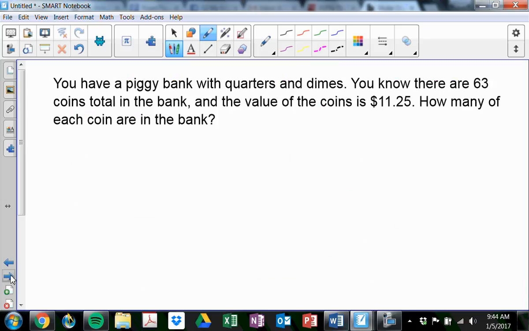Finally, we'll do a little word problem. Nice, simple, silly little one. You have a piggy bank with quarters and dimes. You know there are 63 coins total in the bank, and the value of the coins is $11.25. How many of each coin are in the bank? We're going to do a lot of word problems with this chapter. We'll discuss a lot how to go about them, but the first thing you should always do is to define your variables. Meaning, what are you trying to find? So in this case, x will stand for number of quarters, and y will stand for number of dimes. Because those are the two things that we're trying to find.